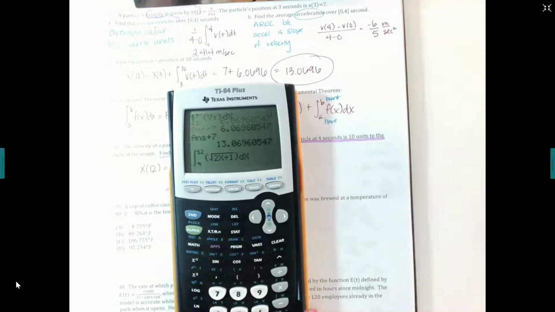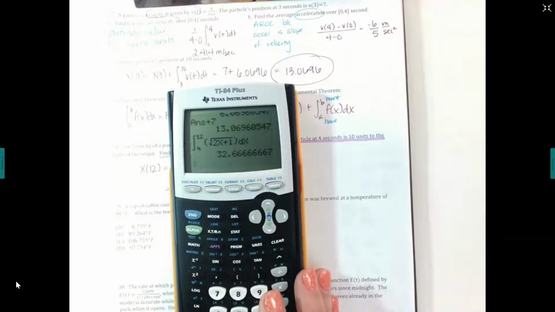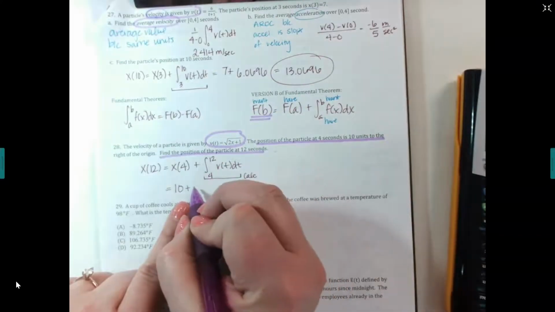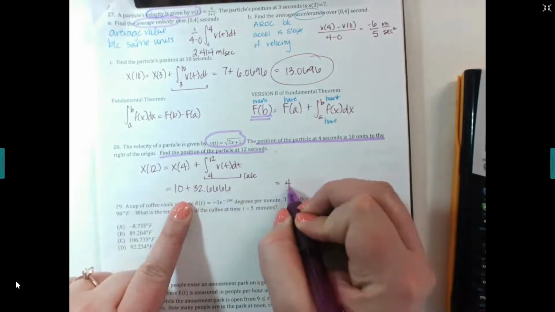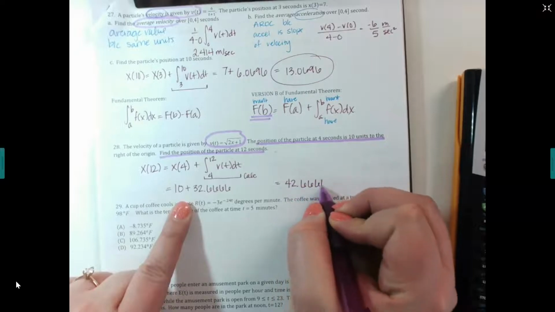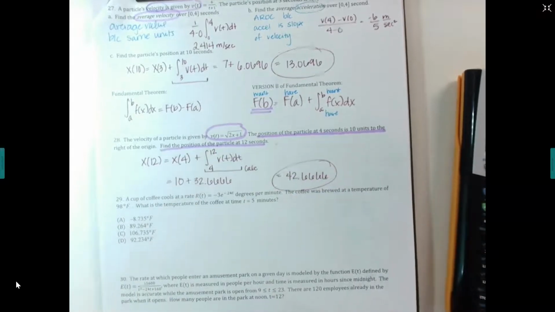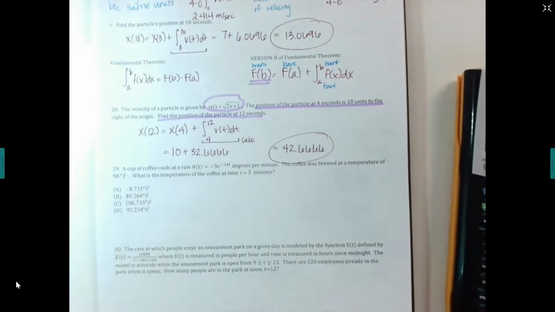And then once I find that number, I just have to remember to go back and add it to the 10. So if it moved 32.666, I add 10 to that. What's my total? 42.666. Okay, read the next one. Also version B. See if you can set it up.